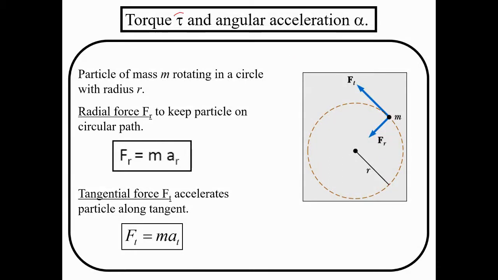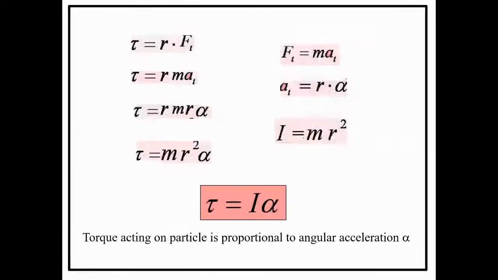What is the relation between the torque and the angular acceleration? Because torque should be indicated with the letter tau, and the acceleration should be indicated with the letter alpha. Am I right? Yes, you're right. Okay. Now, what is the relation? You can see this slide.